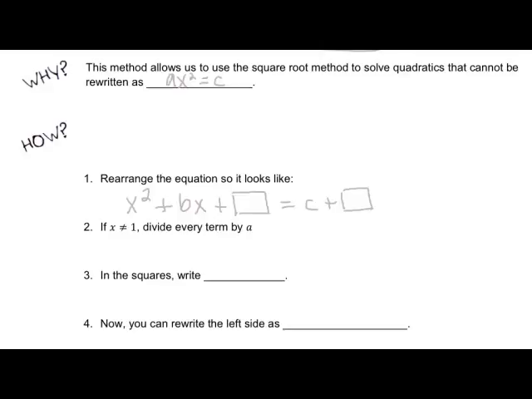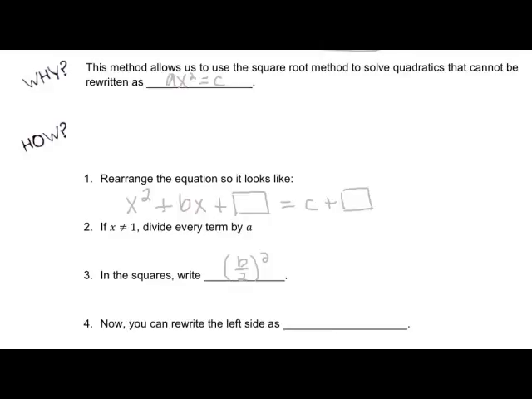For part 3, in the squares, we're going to write b over 2 quantity squared. And we looked at that in the previous example. So you're going to take your b value, which is the coefficient for your x term. You're going to divide that by 2 and then square it. And again, those are going in the squares, or the blanks.